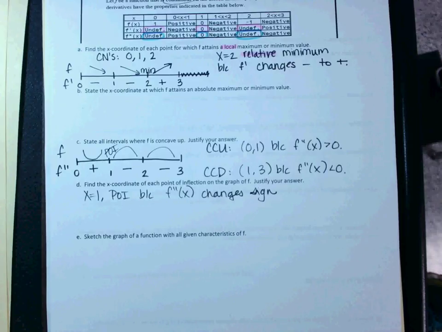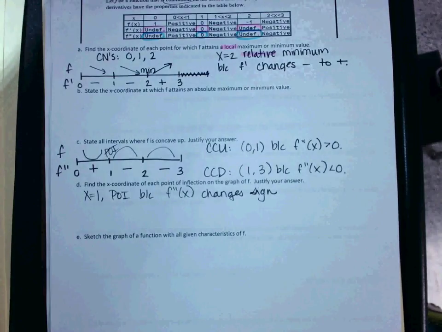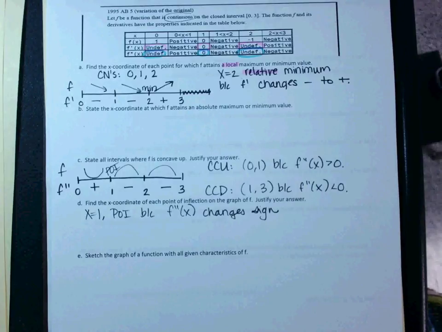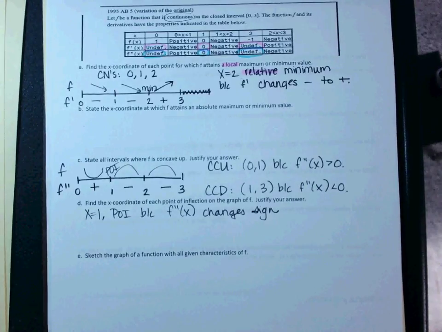Okay? All right, now let's go back to part B. Part B says state where you have an absolute max or min. So what do we do when we want the absolute? What do we create?